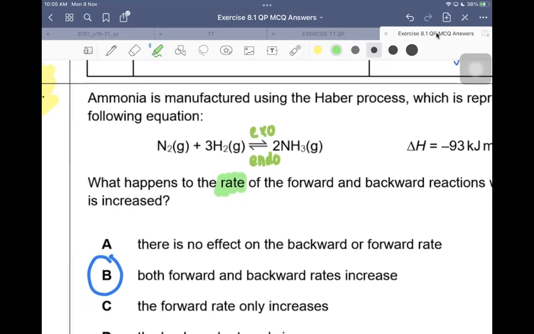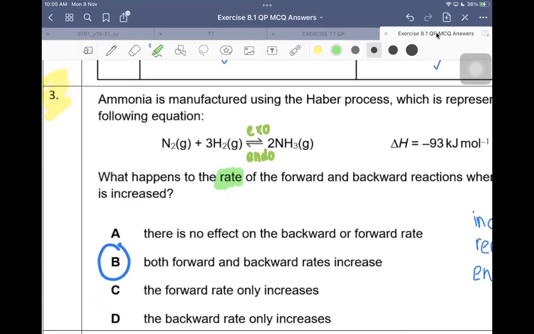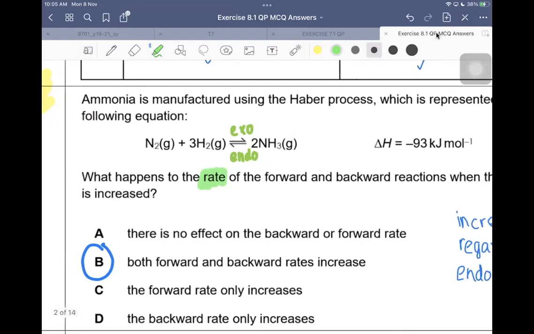It's a different story if the question is asking about the yield or the position of the equilibrium. When you increase the temperature, the position or the yield of equilibrium will be affected in such a way. Increasing temperature will favor the endothermic reaction. That means the dynamic equilibrium will be shifted to the left and you will have more reactants than products. However, the question is not asking about the position or the yield, it is asking about the rate.